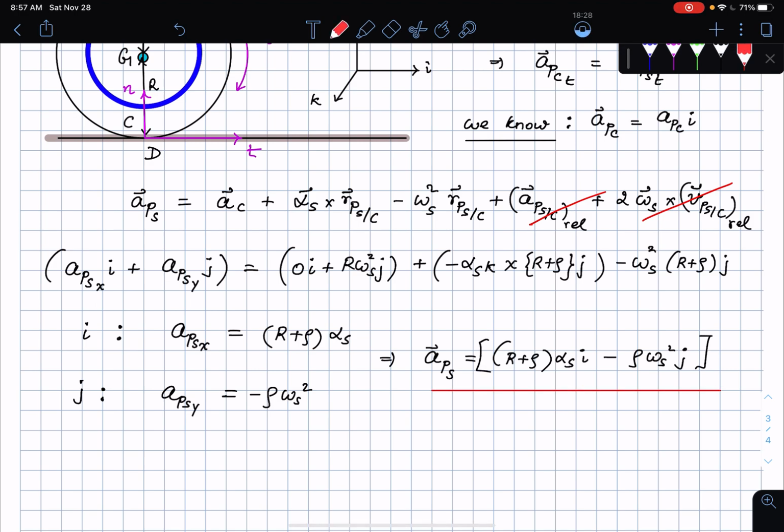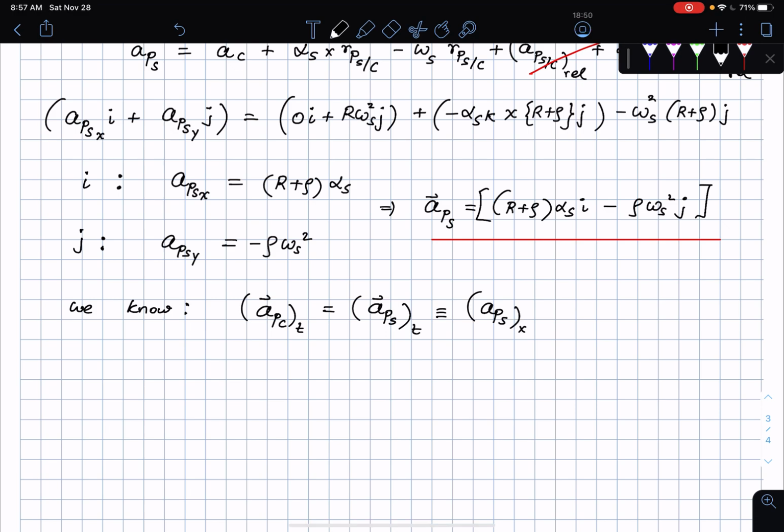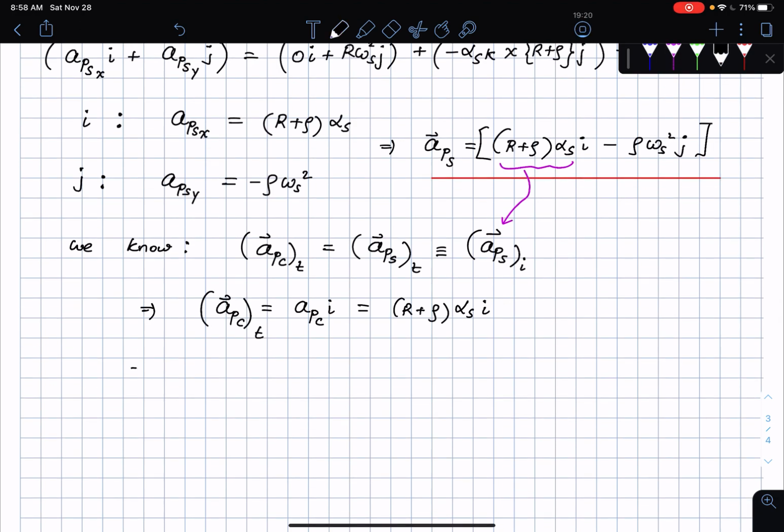Why am I doing this? Because this will tell me something about the acceleration of the point P on the cable. We know the acceleration of point P on the cable in the tangential direction is equal to the acceleration of point P on the spool in the tangential direction, which is the same as the acceleration of point P on the spool in the X direction, or the I direction, right? This is the I direction. So the acceleration of point P on the cable, which is the same as the acceleration of PC in the I direction, is equal to (R plus rho) times alpha S in the I direction. Where did I get that from? I'm getting it from here, and substituting it here. So the acceleration of P on the cable is (R plus rho) times alpha S. That is an important thing.